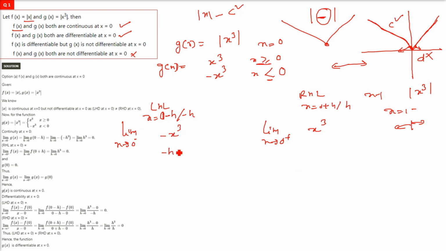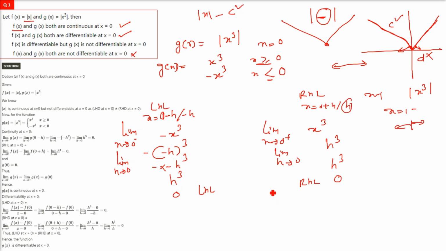So in place of x, replace it by negative h. Now you can change the limit, it should be limit h tends to 0. So this is minus of negative h cube, limit h tends to 0. Here also limit h tends to 0. And minus of minus h cube will be positive, because a negative number raised to an odd power always gives negative, and negative times negative becomes positive. Right hand side also you get h cube. Applying the limit, you get 0. So left hand limit and right hand limit are same, and let us check the value of the function at 0.